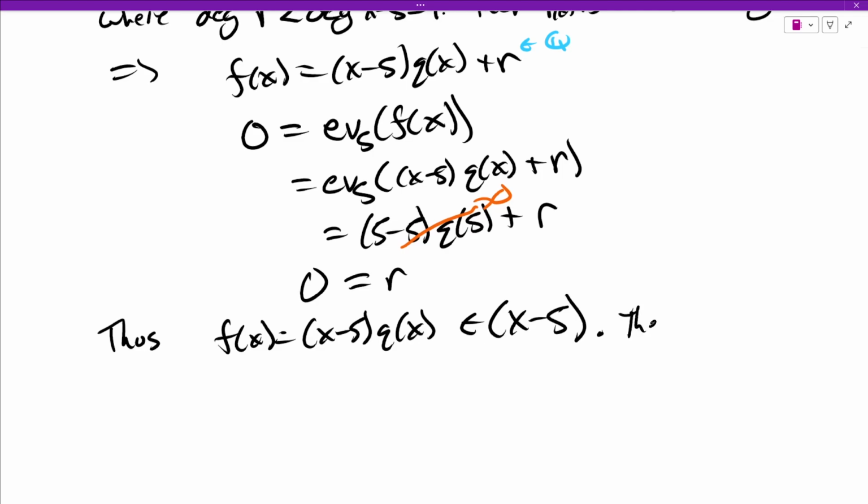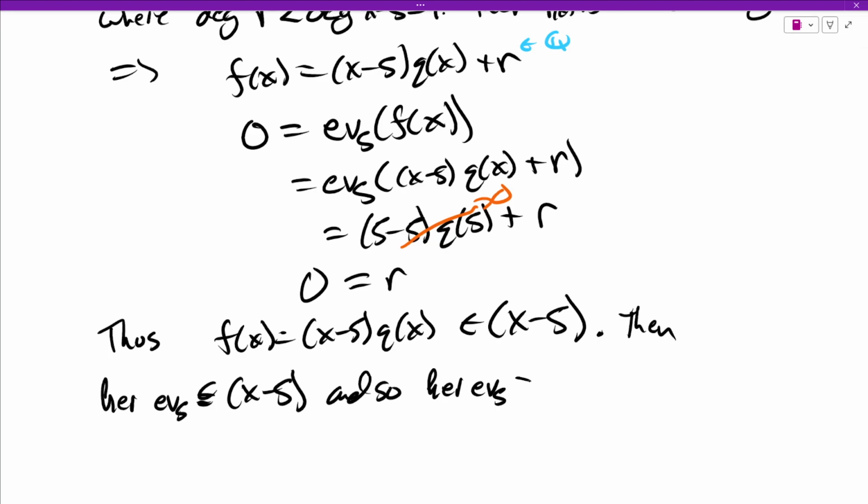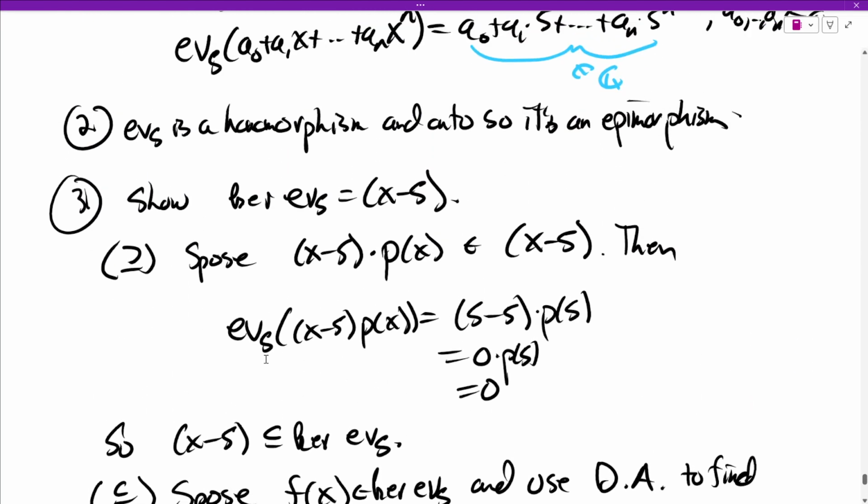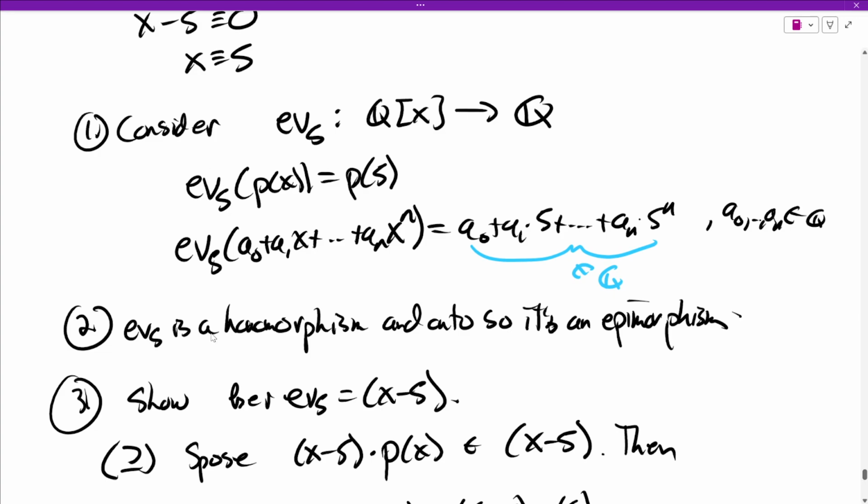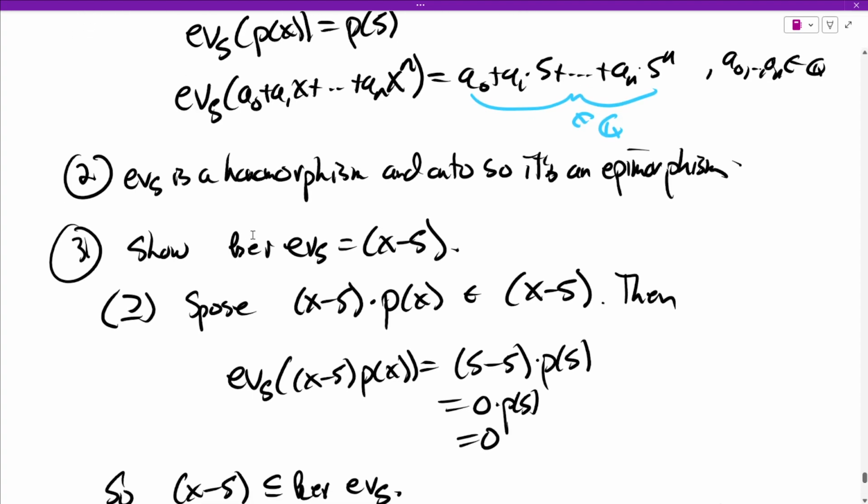Okay, so this means that the kernel of evaluation at 5 is contained in the ideal, and so they actually have to be equal, because this was the other side of the double containment argument. All right, and so the kernel is equal to that. So let's go back up real quick. Evaluation at 5 is a homomorphism, which is an epimorphism. The kernel of that evaluation mapping is exactly the ideal we cared about.